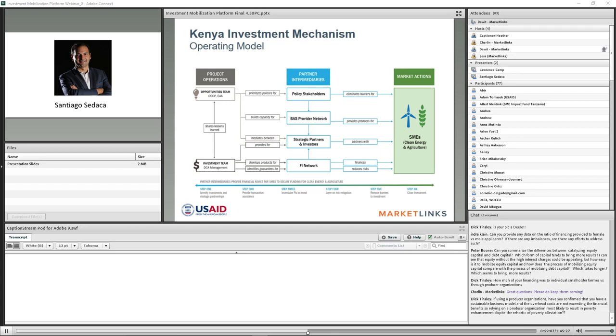When we have this type of a presence in a country, we have a lot of convening power, and we have a lot of ability to talk to policymakers and say, hey, this is what's causing certain frictions in the financial markets, and these are some ways in which you might be able to address them. And finally, step six is to close investments.